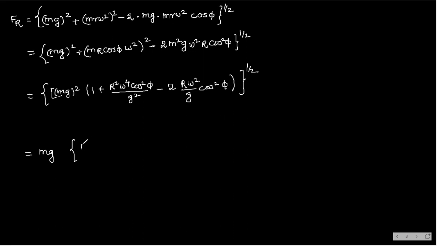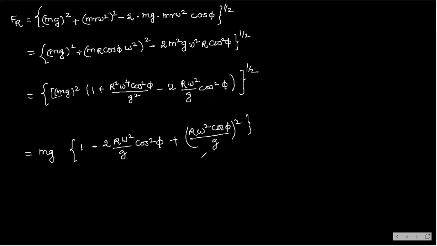1 minus, this I am taking first, 2r omega square by g cos square phi, and this I am taking at last, so that is plus r omega square cos phi divided by g, and this is whole square. Can I write like this? You see here r square omega power 4 is there now, r omega square cos phi by g whole square I did. Okay, no?